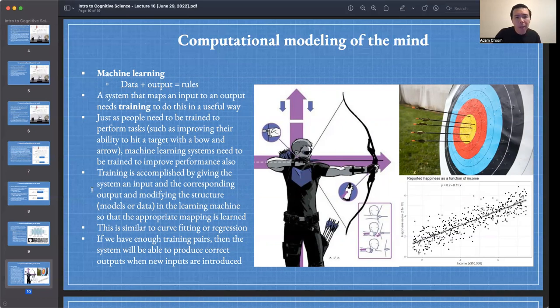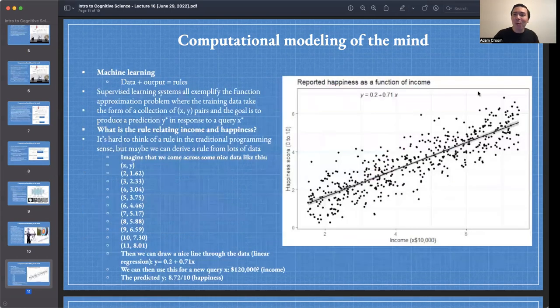Training is accomplished by giving the system an input and the corresponding output and modifying the structure in the learning machine so that the appropriate mapping is learned. This is similar to curve fitting or regression. If we have enough training pairs, then the system will be able to produce correct outputs when new inputs are introduced. And we'll take a look at an example right here.